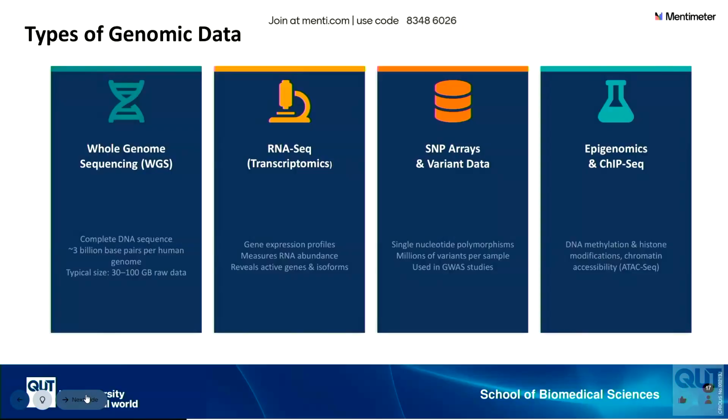So we're going to be covering whole genome sequencing, which is going to be very familiar to what you've done in the lab. RNA sequencing, which is pretty much exactly what you've done in the lab. SNP array and variant data, very interesting, looking at different mutations within people. And finally, epigenetics and ChIP sequencing.